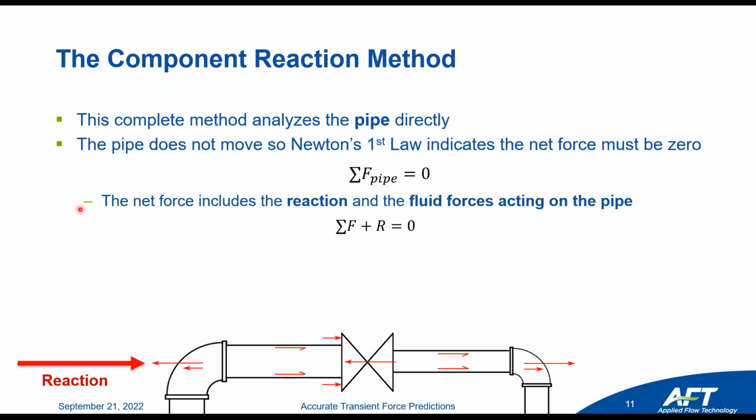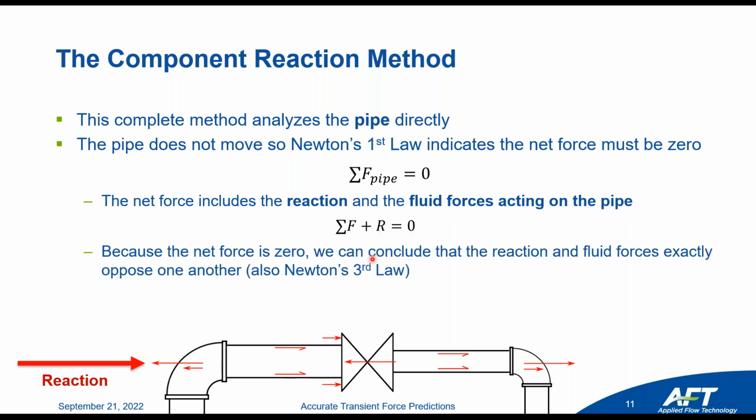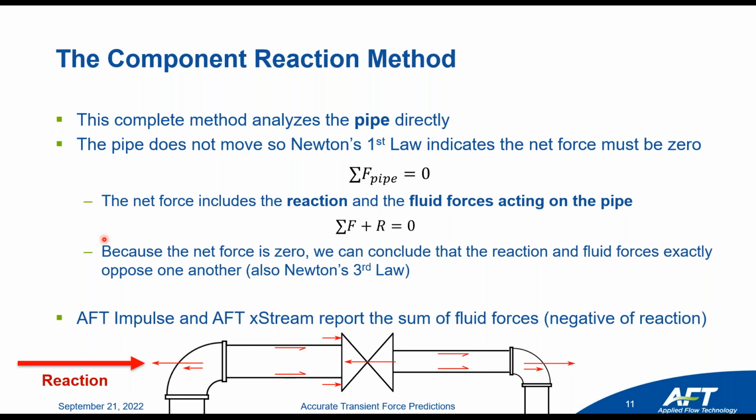And that net force includes both the external reactions provided by either supports or the piping itself, and the fluid forces acting on the pipe. So the friction, momentum, pressure, everything like that. So we have a simple equation here. Fluid forces plus some reaction force has to add up to zero. And because that net force is zero, we can conclude that the reaction forces exactly oppose one another. So again, AFT software is going to report this net force acting on the pipe. So the reaction would be the negative of that value. All right.